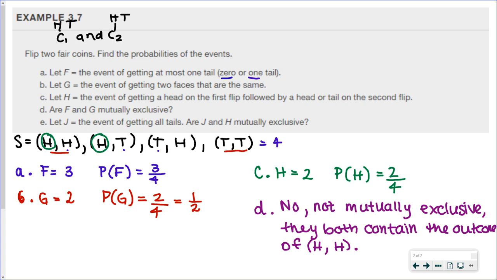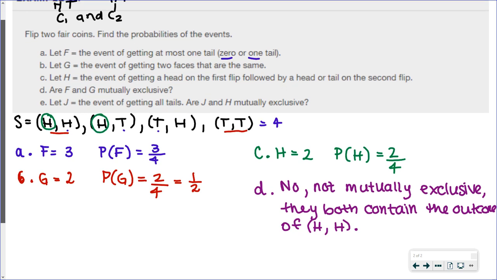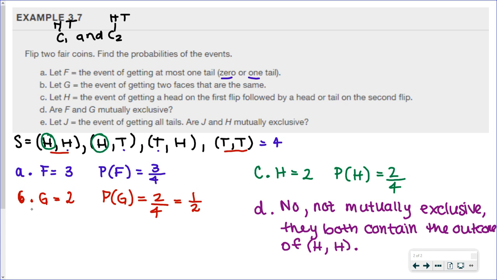Letter E says, let J be the event of getting all tails. Are J and H mutually exclusive? So let's find the probability for J first. J is going to be all tails, so it's just this event here, tails and tails.